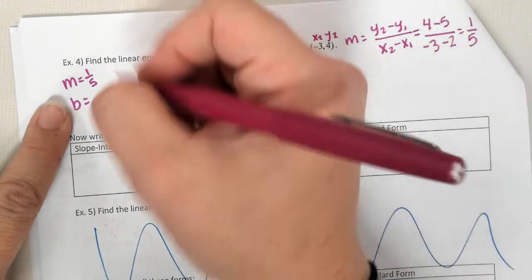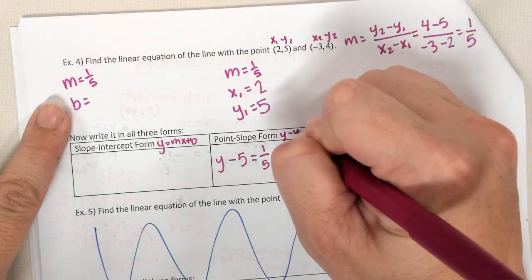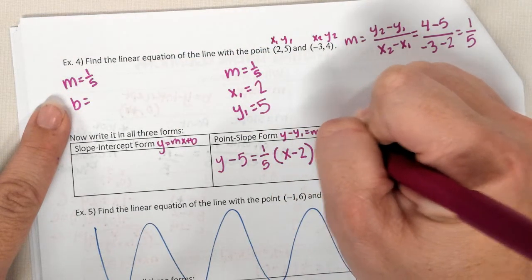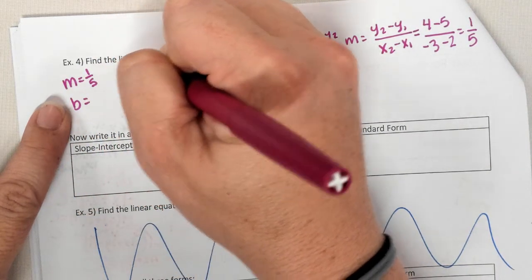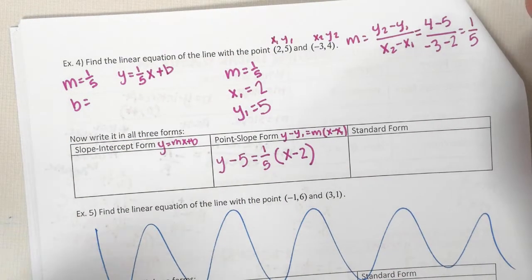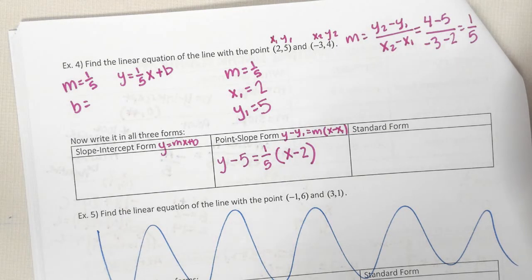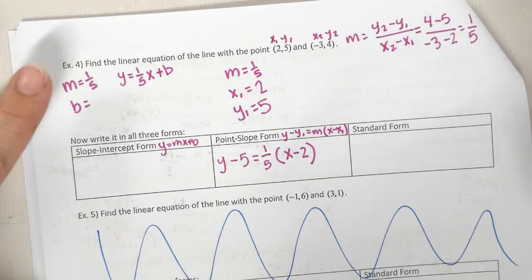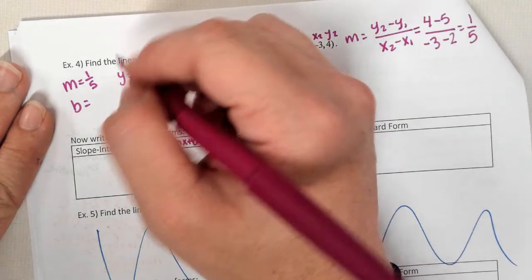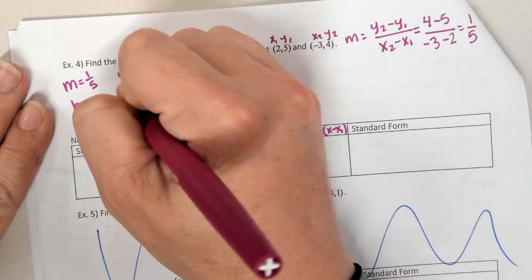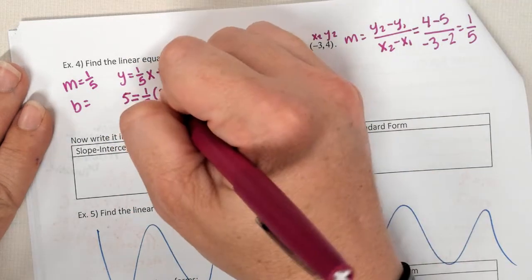Again, we're going to plug in what we know to my y equals mx plus b. Okay, so y equals 1/5 x plus b. Does it matter which point I use? No, because if I did my slope correctly, I'm going to get the same number for both of them. So I'm just going to stick with x1, y1, the point that I've been using. So instead of y, I'm going to put 5 equals 1/5 times x, which is 2, plus b.